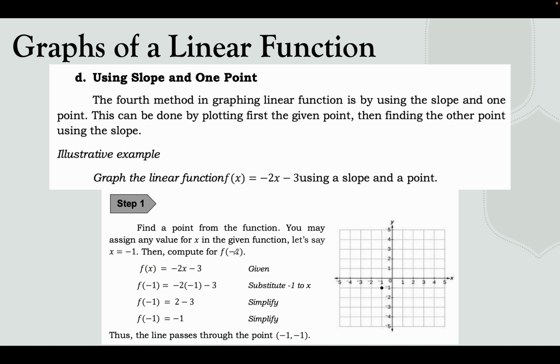Then compute f of negative 1. So we have f of negative 1 is equals to negative 2 times negative 1 minus 3. Negative 2 times negative 1, we have positive 2. Positive 2 minus 3, we have negative 1. So that means your f of negative 1 is equals to negative 1. So the line passes through the point where, if your x is negative 1, your y is negative 1. So we have negative 1 and negative 1. Next, also in step number 1, you need to plot the point now, negative 1 and negative 1, here in your third quadrant.